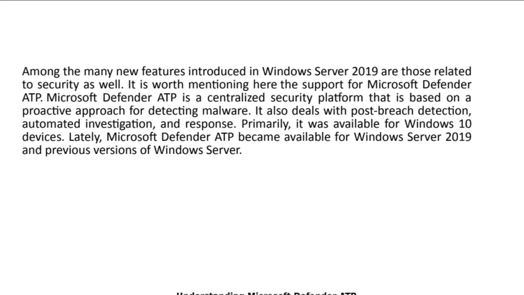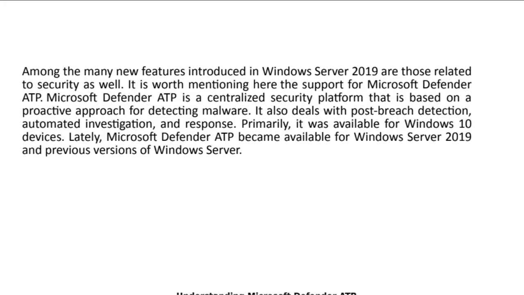Okay, this started in Windows 10, by the way. Then now it is available in the server itself. So if you are using Windows on your laptop, you already have this feature. Now it is available in the server.